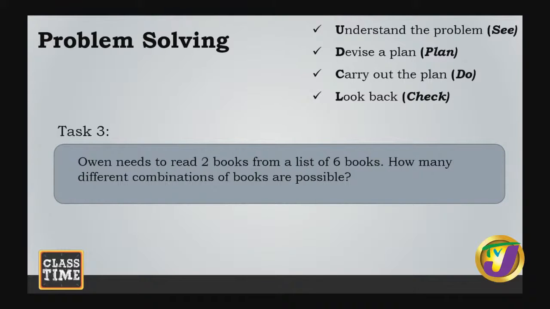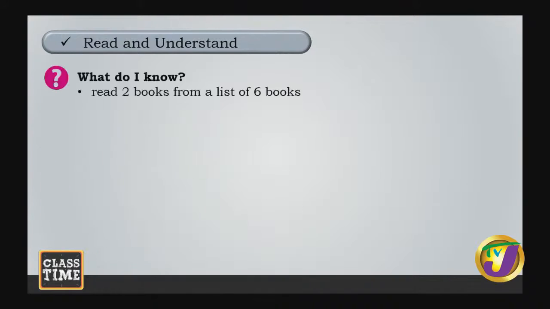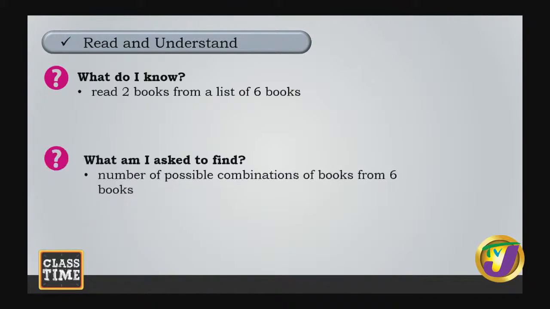So in understanding, what information, what do I know? Read 2 books from a list of 6 books. Did it give us the names of the books? No, we don't need to know the name of the book. What am I asked to find? The number of possible combinations of books from 6 books, but it's not just any amount of combination. It's really combinations with 2 books. So now we have to plan and solve.